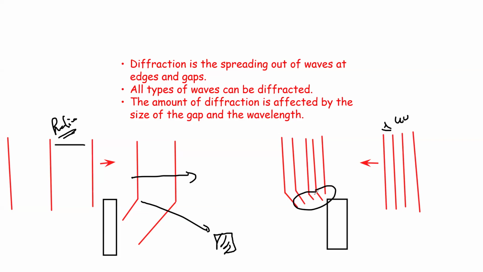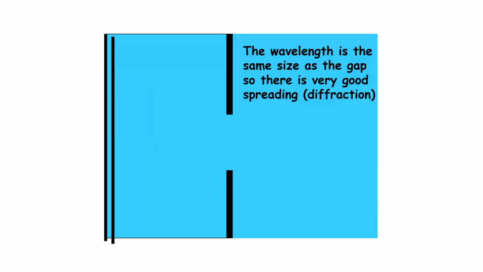So it won't reach this region. So diffraction means the property of a wave to spread out when it passes through a gap or near the edges. For diffraction to be maximum, the general rule is that the gap size must be equal to the wavelength. And if we have edges, then the longer wavelengths diffract more than the shorter wavelengths. Is it clear?